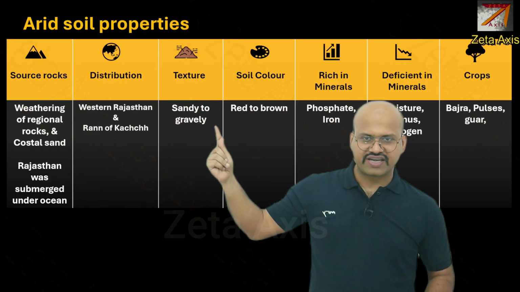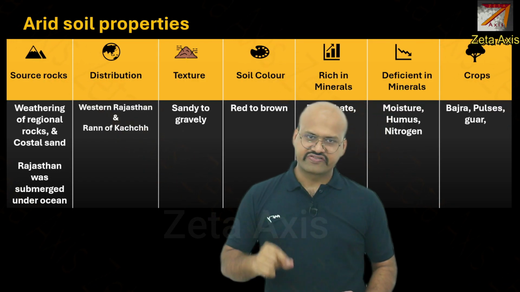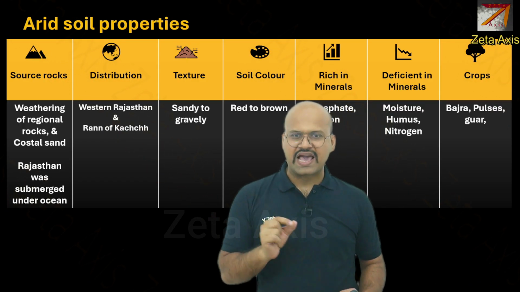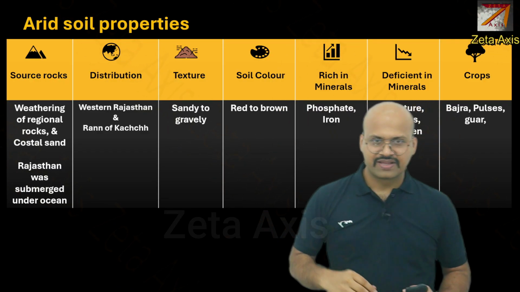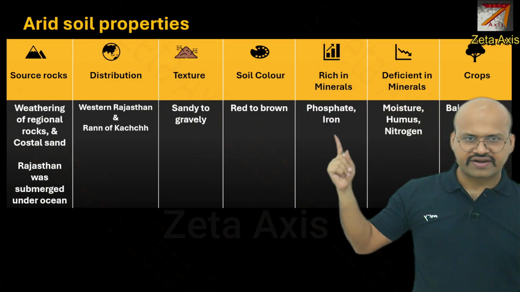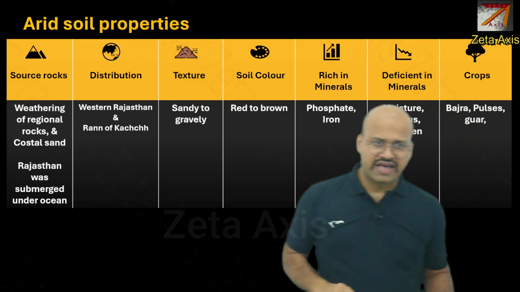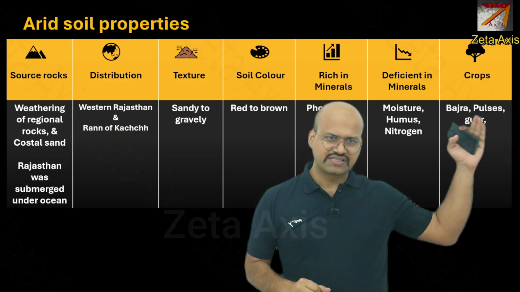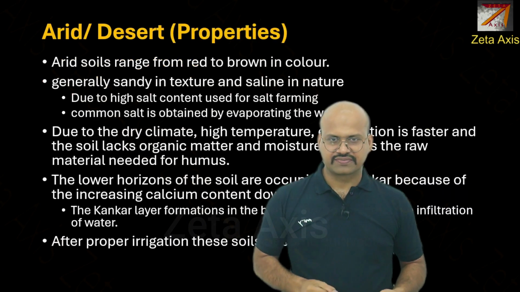Then the texture is sandy to gravelly, so the particles are slightly bigger. They are not as fine as the alluvial or the black soil. The color is red to brown. It is white in Run of Kutch. They are rich in phosphate and iron. They are deficient in minerals, moisture, humus and nitrogen. And they are very good for bajra and pulses, as well as guar gum, which is used in hydraulic fracturing.